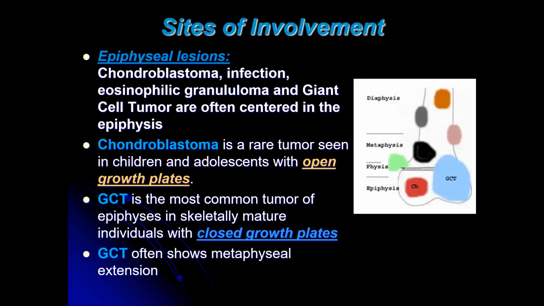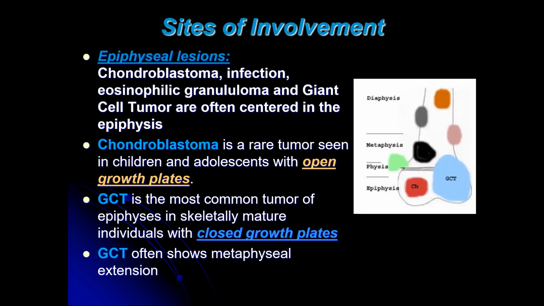What about epiphyseal locations? What are the lesions that can occur? You have to think of a chondroblastoma. By the way, when we speak of epiphysis, it is the end of the bone. The metaphysis is adjacent to the epiphysis, and the diaphysis is the shaft. So please have this in mind.